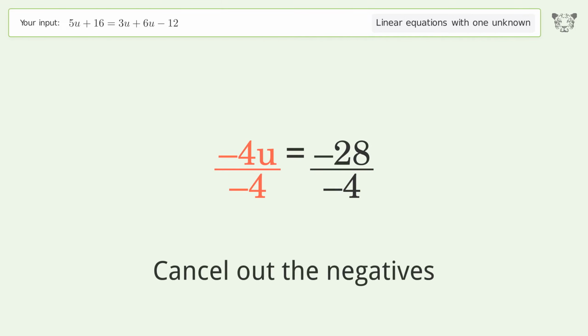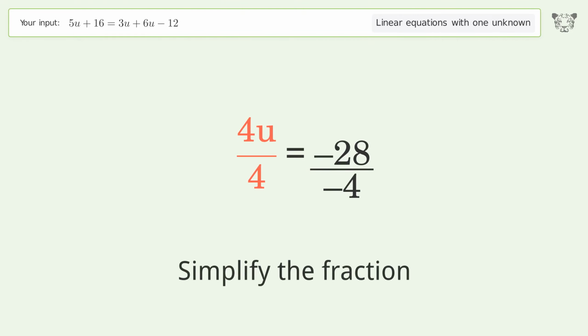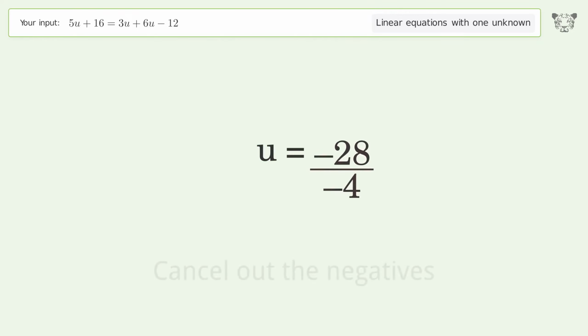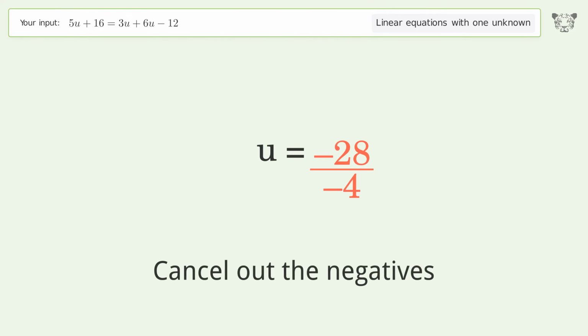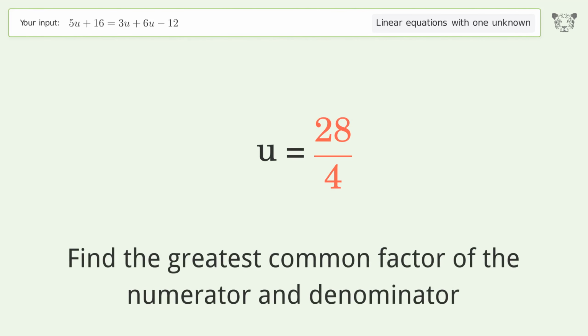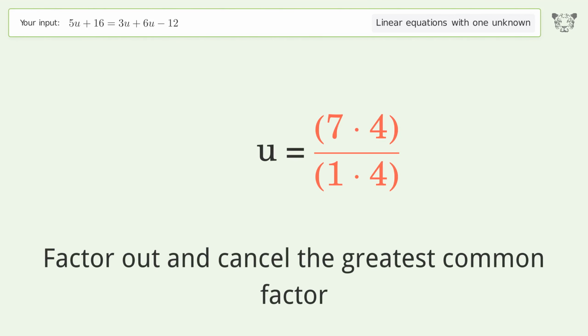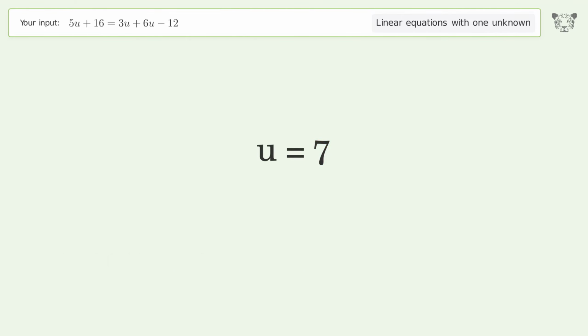Cancel out the negatives. Simplify the fraction. Cancel out the negatives. Find the greatest common factor of the numerator and denominator. Factor out and cancel the greatest common factor. And so the final result is u equals 7.